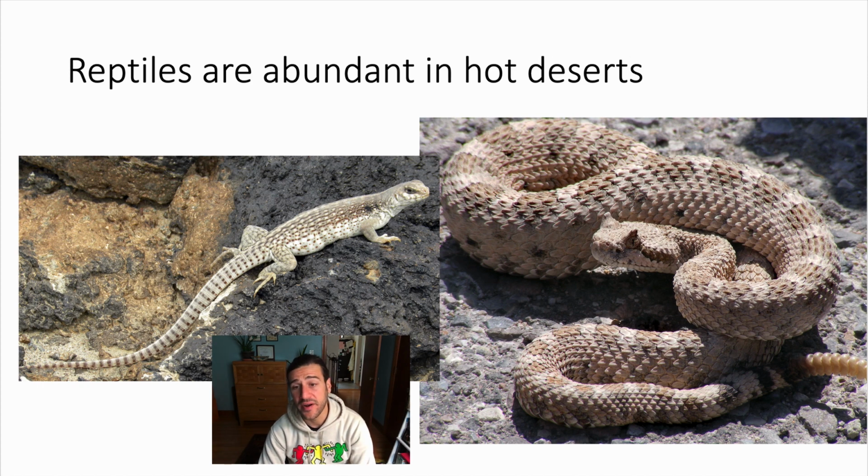Reptiles are going to be abundant in hot deserts. They're ectotherms, right? Contrary to tundra and boreal systems, you don't see almost any reptiles. So they are thermally limited to more of these hot environments. However, there are exceptions.